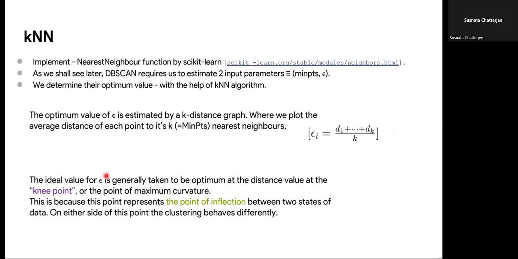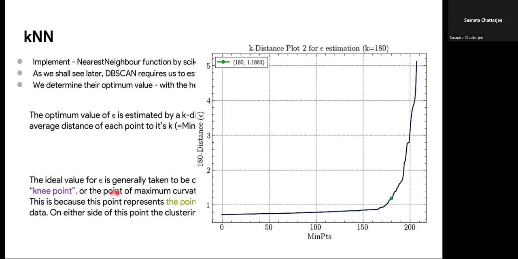The ideal value of epsilon is generally taken to be the distance value at the knee point, or the point of maximum curvature. This is because this point represents the point of inflection between two states of data. On either side of this point, the clustering behaves differently. So in this k-distance plot, we can see the knee point is approximately 180, which corresponds to an epsilon value of 1.1883.